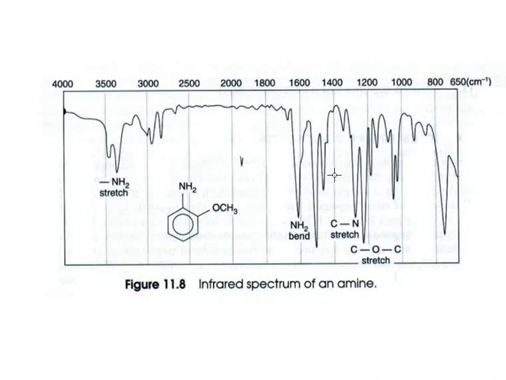We should see something at 1500, and there we have it right here, 1500. That's the other peak that we see for the CC stretch of an aromatic ring. And here we have the 1450 peak.